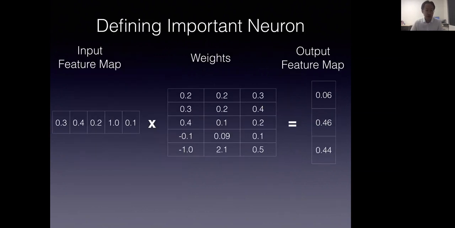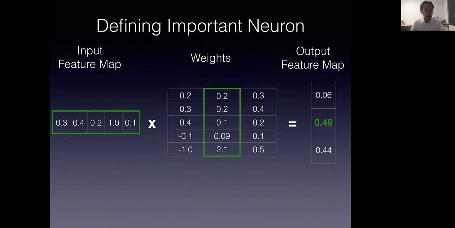We here show the basic way of identifying important neurons. We have a simple example of a fully connected layer where the input feature is a 1x5 vector multiplied by a 5x3 matrix. The path definition starts from the last layer. We find the largest value in the output layer, which is 0.46 here. This value will be the most important neuron on the last layer, as well as our starting point.